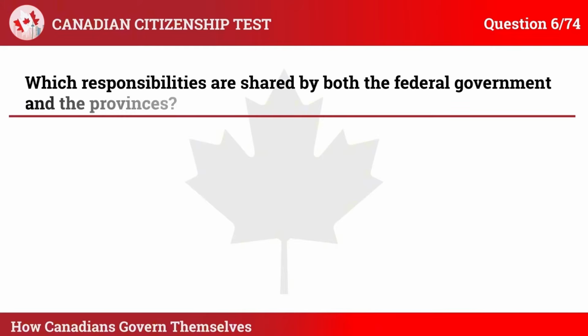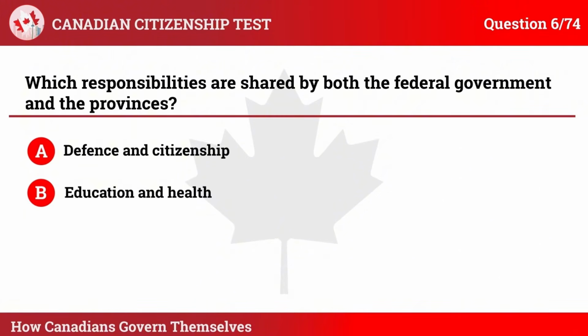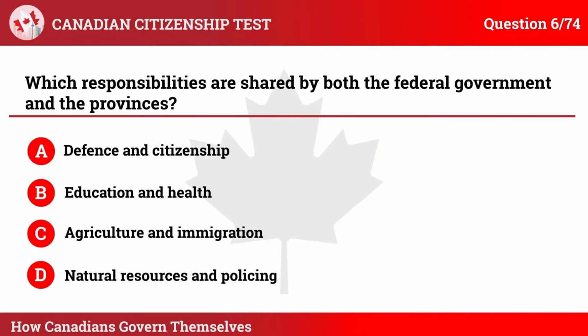Question 6. Which responsibilities are shared by both the federal government and the provinces? A. Defense and citizenship. B. Education and health. C. Agriculture and immigration. D. Natural resources and policing.